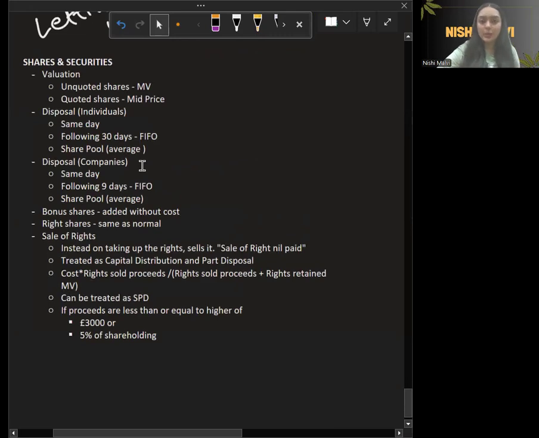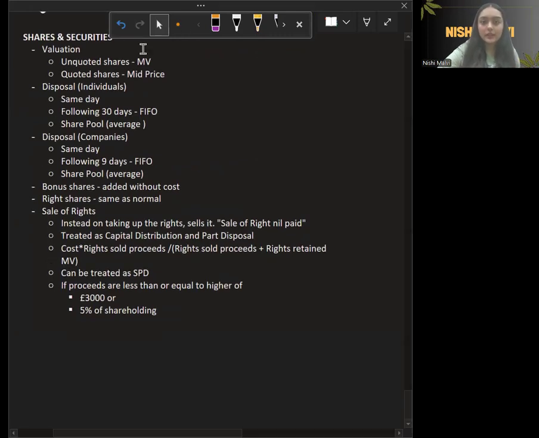Okay, all right. So first of all, for the purpose of capital gains tax, CGT, how will you compute the shares and securities, and how will you tax the gain on them? Before jumping directly onto that, let's see how you value your shares and securities. If your shares are from an unquoted company, which is an unlisted company, then the market value of the shares will be given in the question.